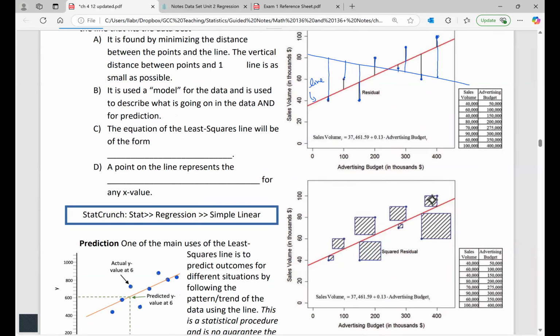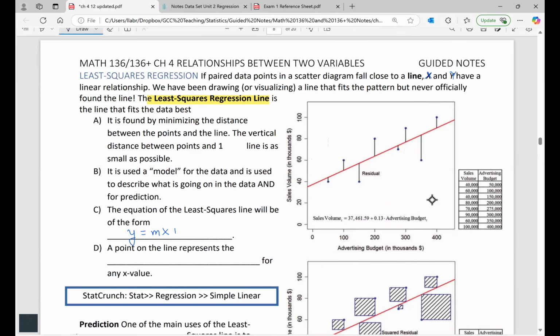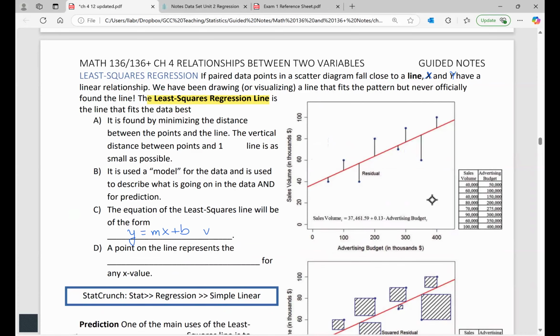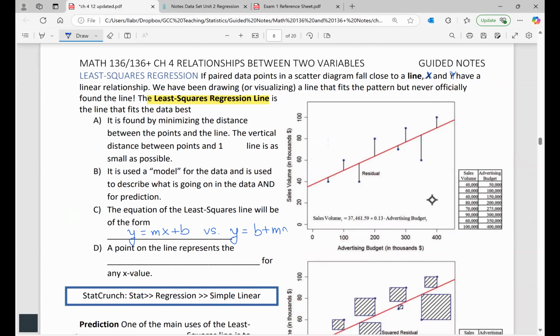If you already took calculus, you recognize that this is an optimization problem where you say, out of all possible lines that exist, what is the value of the slope? We have the equation of the line, y equals mx plus b. The way that we're going to read it is backwards: y is equal to b plus m times x. And the question is, what is the value of b and what is the value of m?